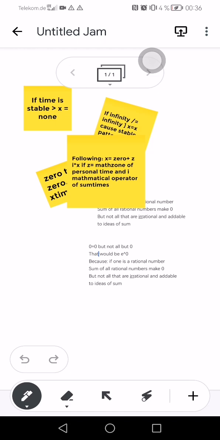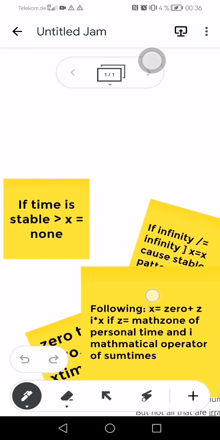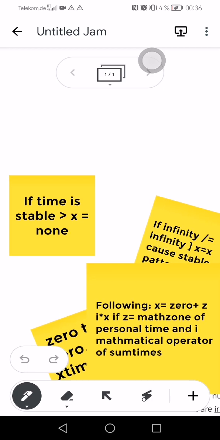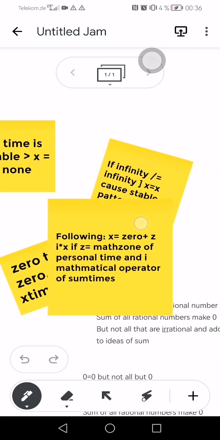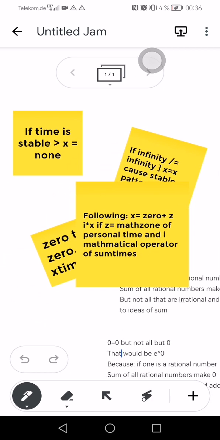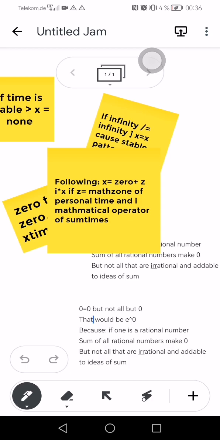Hey there community, today we want to make a video about why time is stable if x equals none. This is basically the hypothesis. So why is that? Well, a key ingredient to that is following the conclusion.